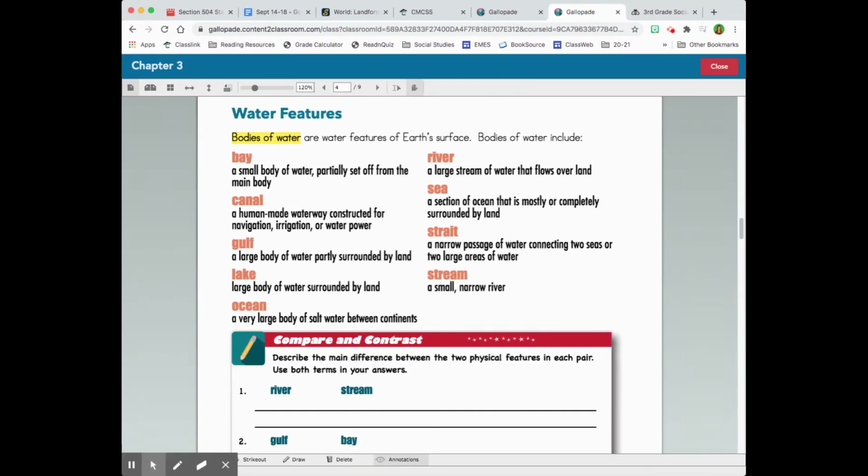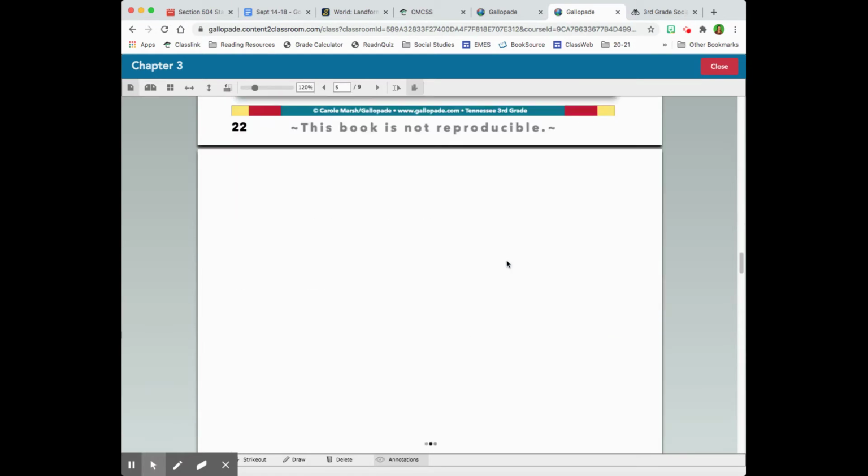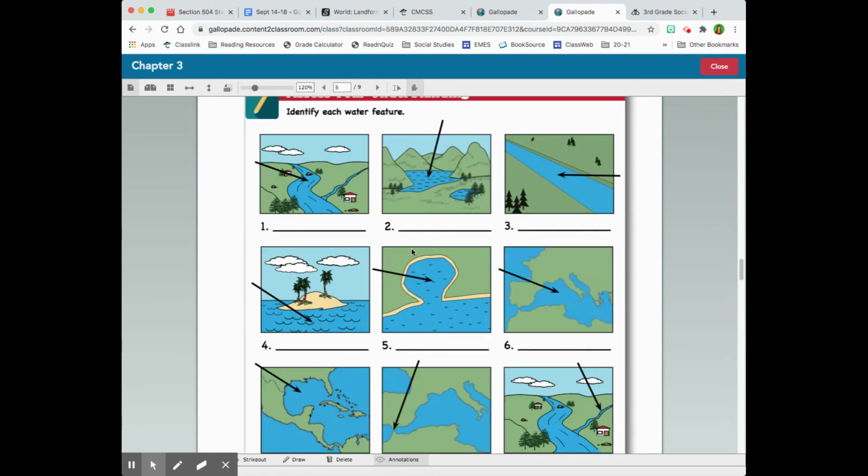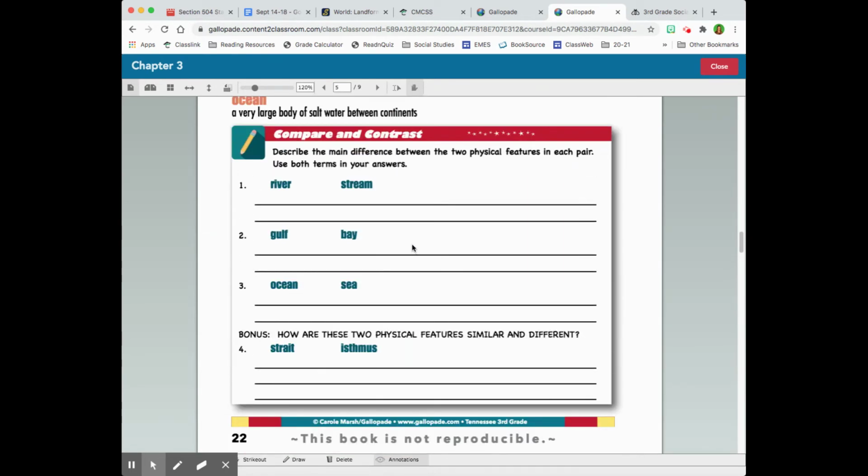So you've already learned about land features on Earth's surface, but now we're going to learn about water features on Earth's surface. And those are bodies of water. So we're going to do the same thing we did yesterday, where you're going to read the definition of a body of water, and then you are going to see if you can match that description to the picture. And then you'll check your answers at the end.